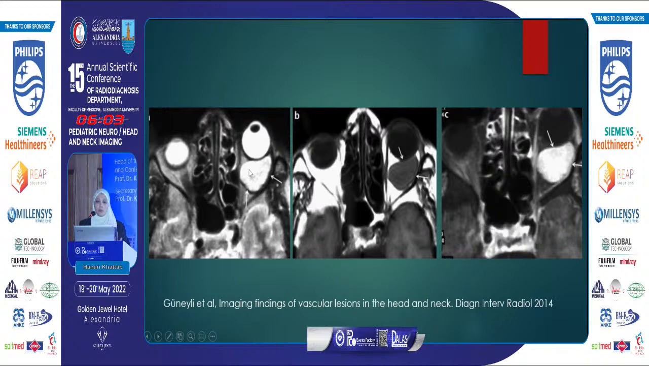And also intraorbital, we will find a marked T2 hyperintense intraconal lesion that shows post-contrast enhancement, what's called cavernous hemangioma of the orbit. It's actually a venous malformation.